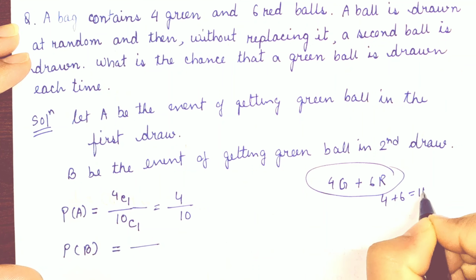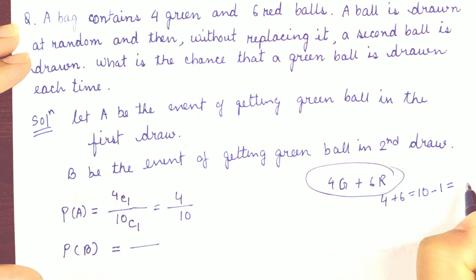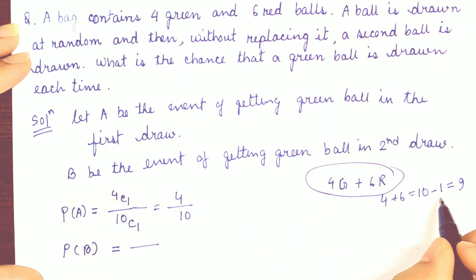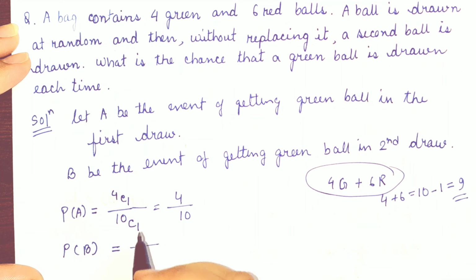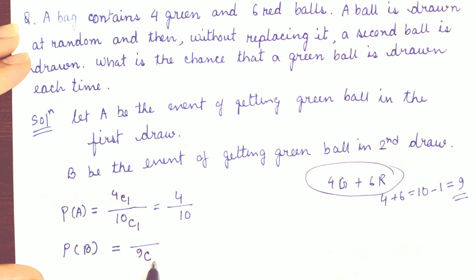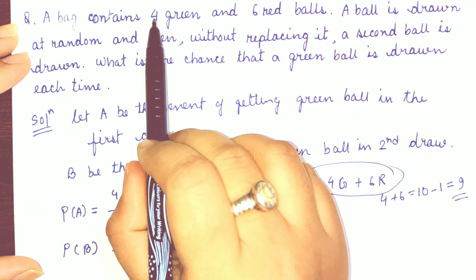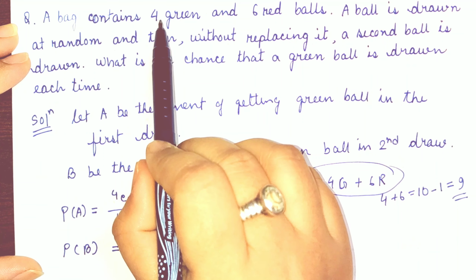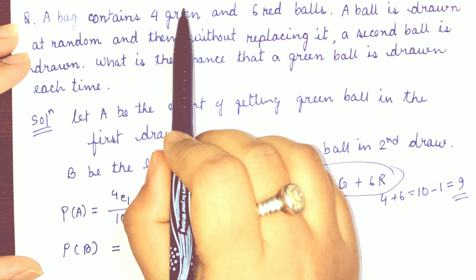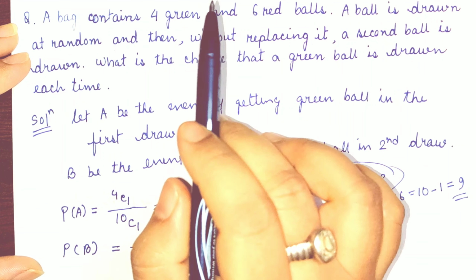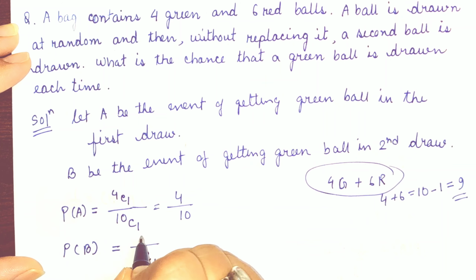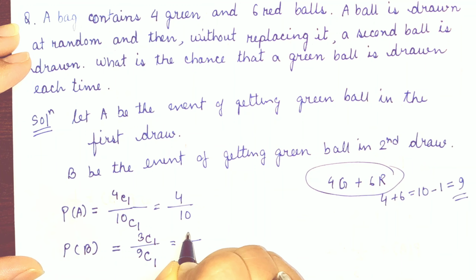4 plus 6, 10 balls already there. Out of that 10 balls, we have already drawn 1 ball, and without replacing it, that means we are not to replace it. Therefore total number of balls is equal to 9. Now here total number of possible cases equal to 9C1. Again, 4 green balls, we have already drawn 1. Now here 3 balls remain, 4 minus 1 equal to 3. Now out of 3 balls, we are to draw 1 green ball. So we can write 3C1.